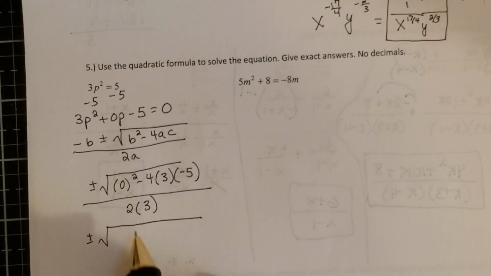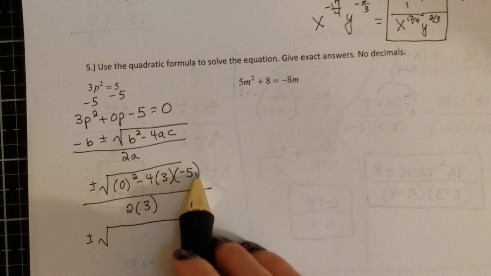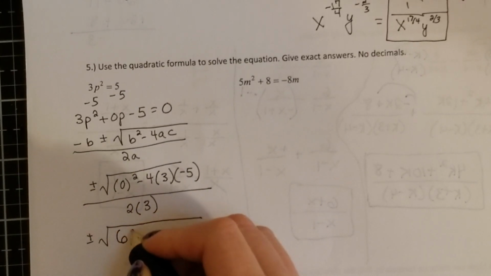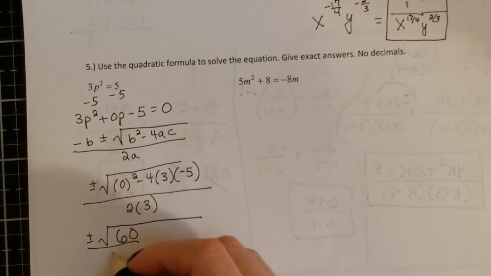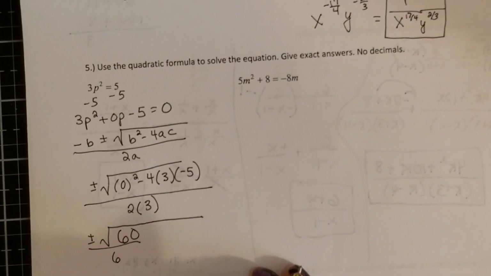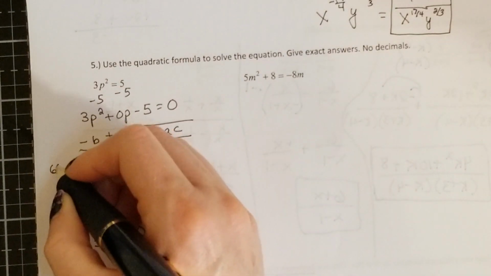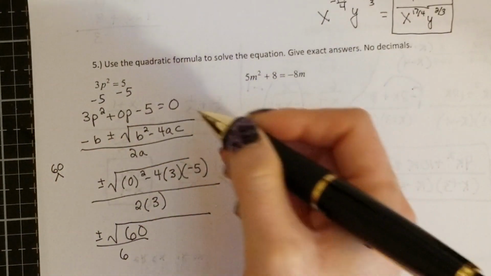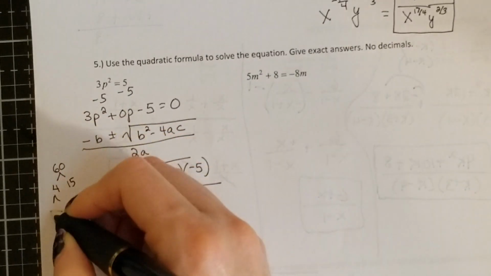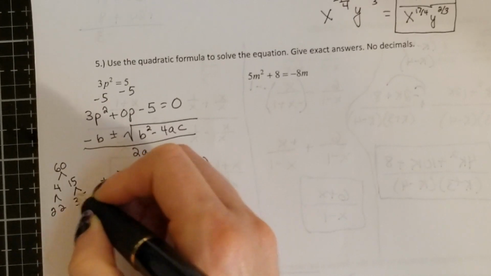Okay, so on the top here, we would have 4 times 3 is 12. 12 times negative 5 would be 60. 2 times 3 would be 6. Okay, so you could break down 60. 60 would break down to 4 and 15. 4 breaks down as 2 and 2. 15 breaks down as 3 and 5.